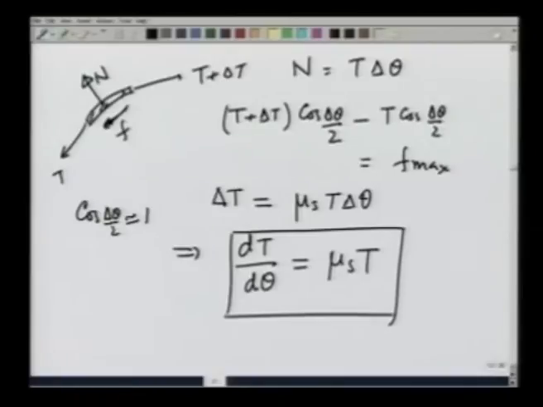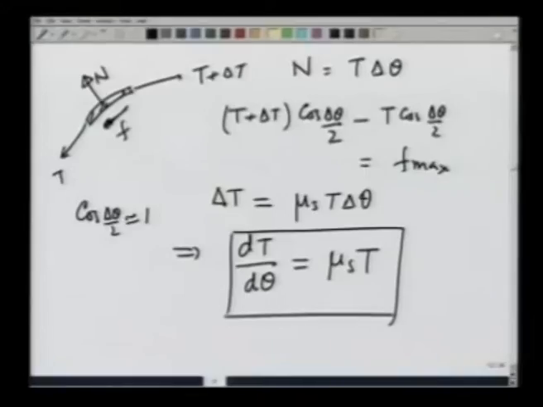The maximum possible value of friction is mu s times N, and this gives me the relationship between the maximum possible difference of tension that will still keep the rope in equilibrium, will keep the rope from moving under the differing tensions and under this friction.